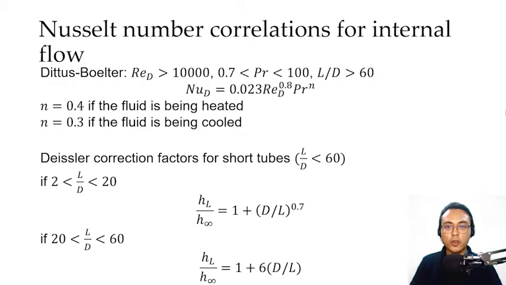We have other correlations. Let's say, for example, the Dittus-Boelter correlation. This Dittus-Boelter correlation looks a lot like the Sieder-Tate equation. It has a form of Nusselt number is equal to 0.023 Reynolds number raised to 0.8 times Prandtl number raised to n, wherein the n has different values depending on if the fluid is being heated or is being cooled. Now, if your length over diameter ratio is not greater than 60, meaning it's less than 60, you can use these correction factors to adjust the value of your heat transfer coefficient.